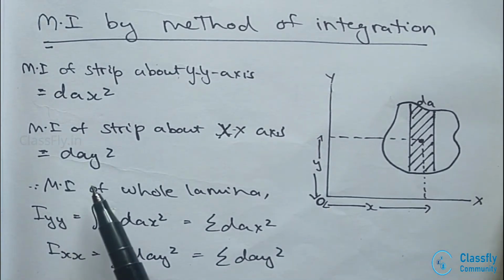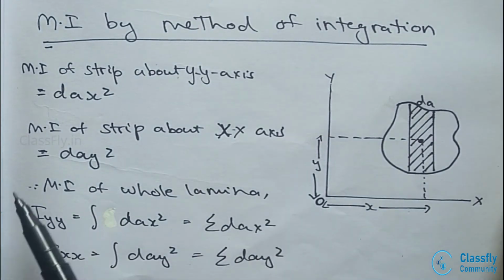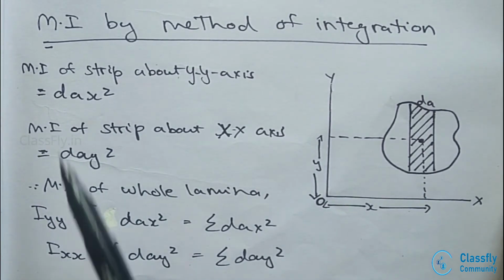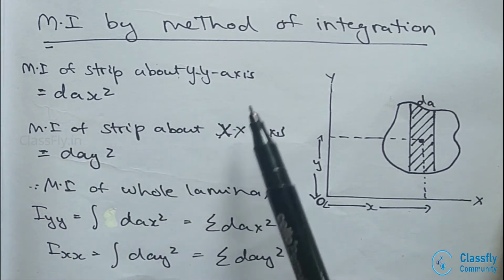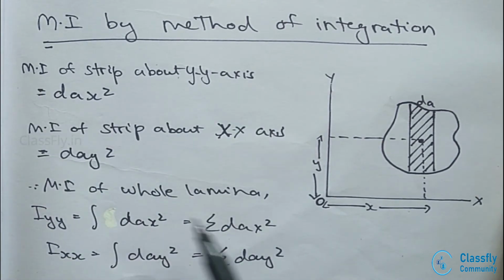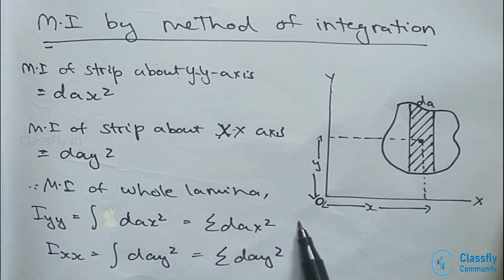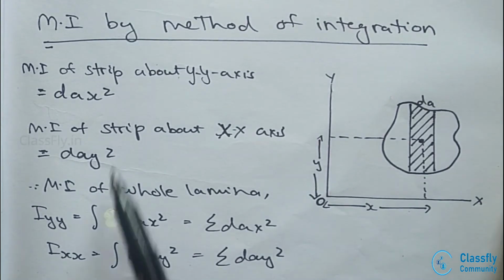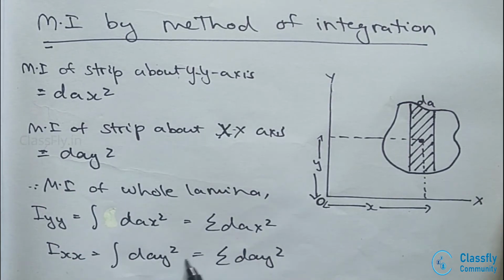Hence, the moment of inertia for the whole lamina, that is the moment of inertia about the y-axis, Iyy, is equal to the integral of the moment of inertia of the strip about the y-y axis, that is dA x square, which will be equal to summation dA x square. Similarly, the moment of inertia about the x-axis for the whole lamina is given by Ixx equal to integral of dA y square, that is nothing but summation of dA y square.